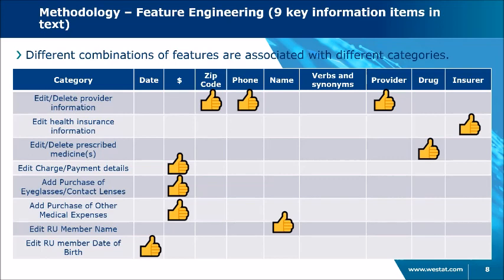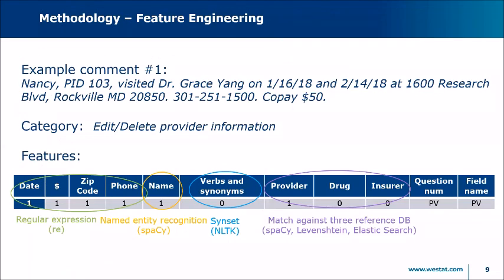So this same idea is applied to the other feature combinations, at least for each category listed in the table. And then I'm going to present some example comments to further illustrate my idea of feature engineering. One of the example comments could be: Nancy, patient ID 103, visited Dr. Grace Young on this date at this address and telephone number, copay $50. This comment is categorized as edit and delete medical provider information.